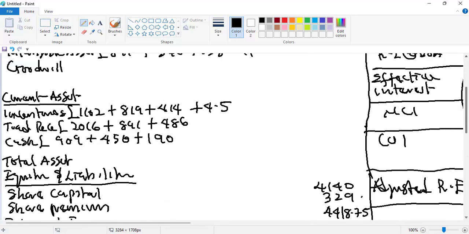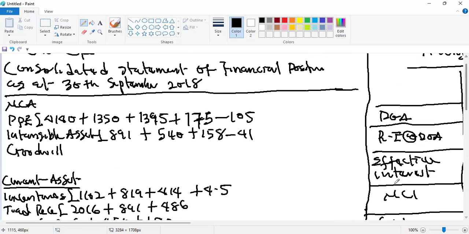Okay, let's do this. We still have goodwill of 350 based on the question. So for PP, we have 4140 plus 1350 plus 1395 plus 175 minus 105. 6955. Is that correct?